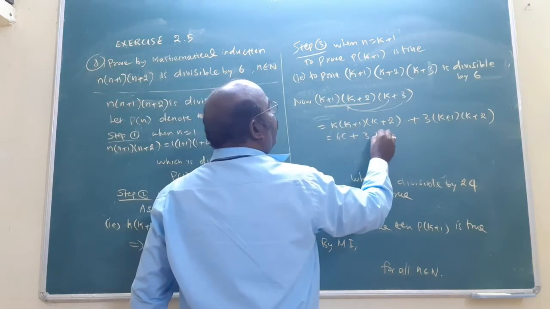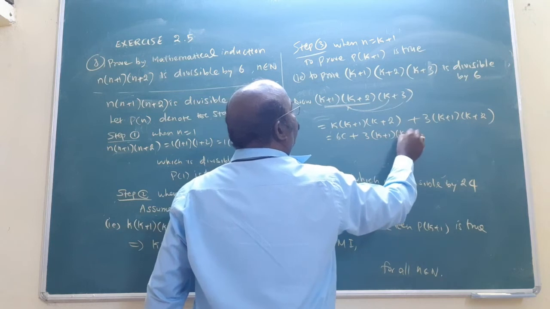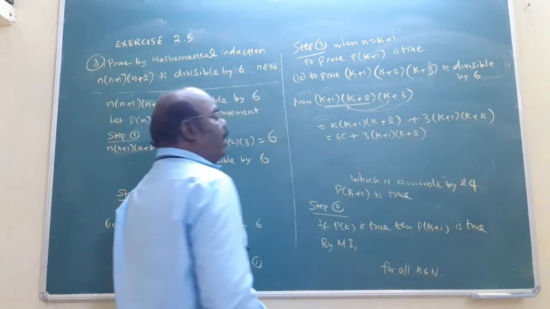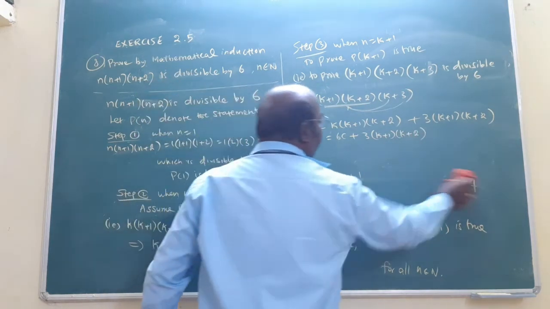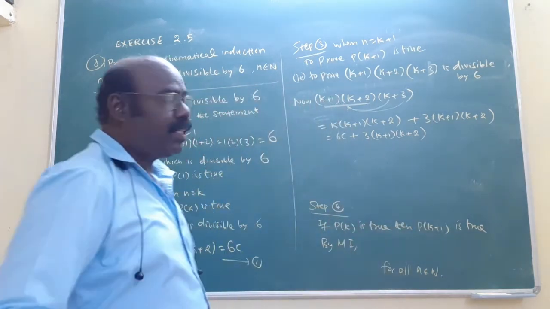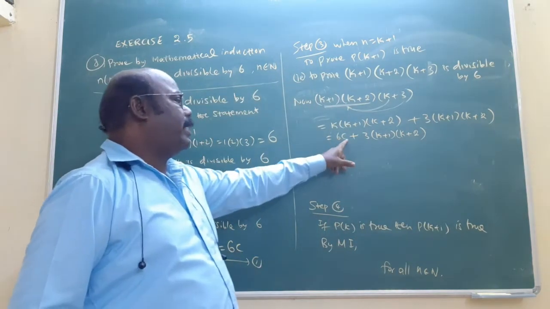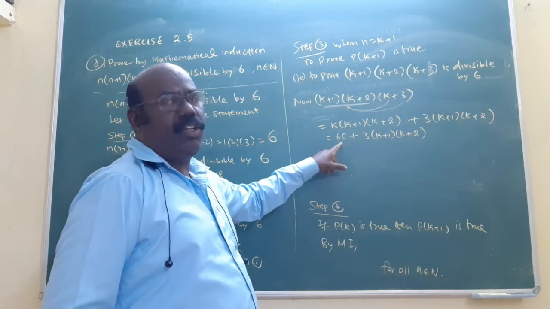Plus 3 into k plus 1, k plus 2. Now which is divisible by 3? What is the reason? Which is divisible by 6? What is the reason? Same. Here a multiple of 6 is there. But definitely this term is divisible by 6.